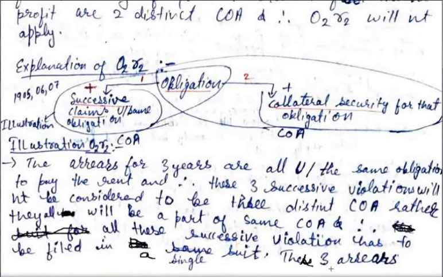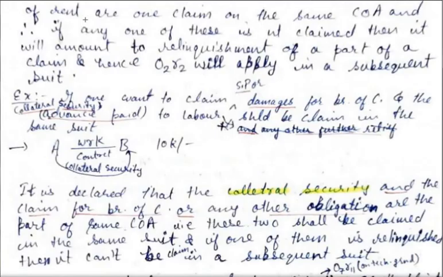आगे लिखो, these three arrears of rent are one claim on the same cause of action, single claim माना जाएगा ना, one claim on the same cause of action, and therefore if any one of these is not claimed, then it will amount to the relinquishment of a part of the claim, and hence Order 2 Rule 2 will apply in a subsequent suit.